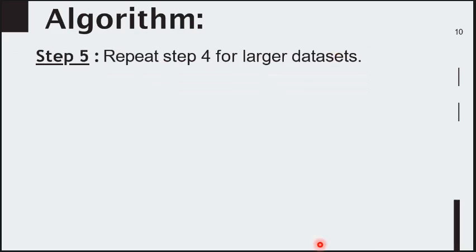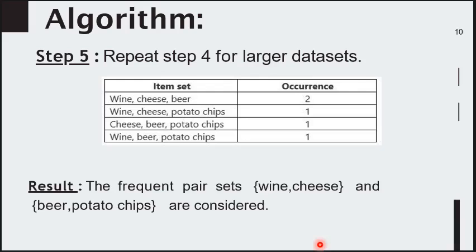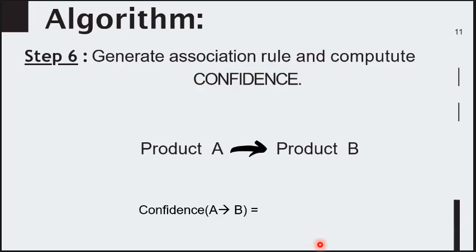Step 5. Repeat step 4 for larger data sets. Since the threshold is not met, we consider the previous data sets. As a result, the frequent pairs wine, cheese and beer, potato chips are considered. Step 6. Generate association rules and compute confidence. If you buy product A, then you're likely to buy product B. The confidence is given by the formula: support of A union B divided by support of A.